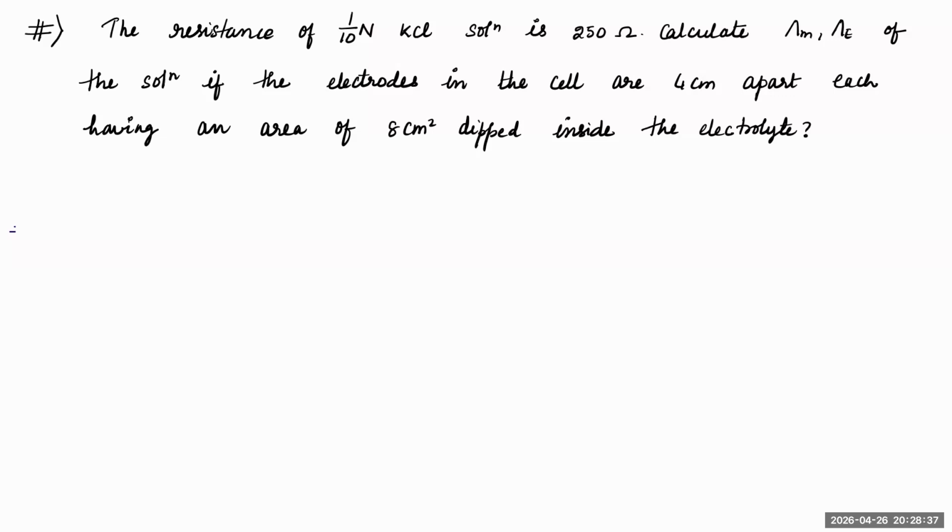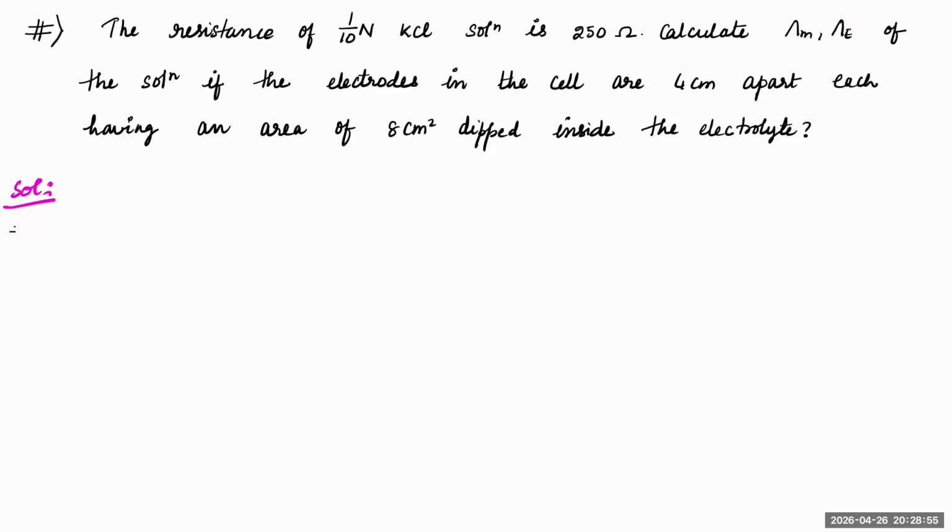The resistance of 0.1 normal KCl solution is given. Calculate lambda m, lambda e of the solution if the cells are 4 centimeter apart from each other, having an area of 8 centimeter square dipped into the electrolyte.